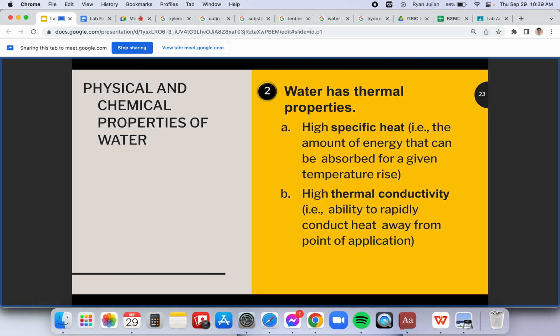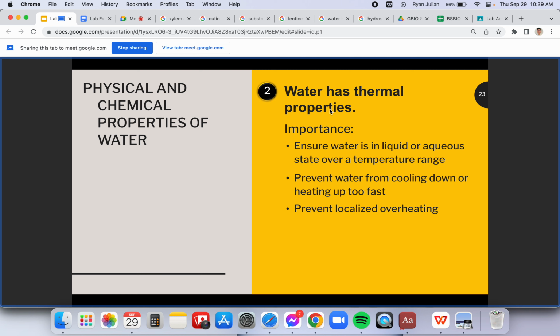That is why water can either be cooling down or can also give rise to localized overheating, or the excessive amount of heating that occurs in water. Second one, water has high thermal conductivity, which is the ability to rapidly conduct heat away from the point of application. So away, not inward. That is what I would like to take note of, away from the point of application.